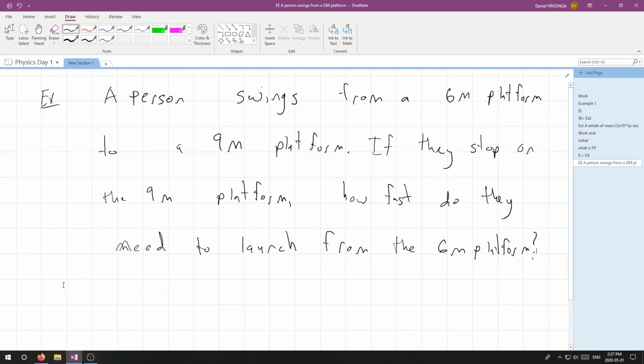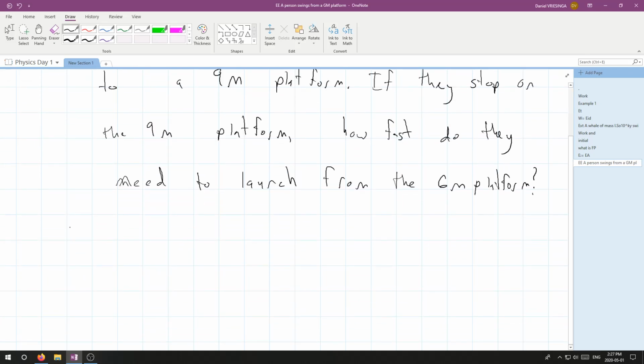And let me draw you a picture of that. There is a 6-meter platform up here. There is our dude. He is on some sort of rope, and he has got to get up to this platform and come to a stop. So he's going to end up being here when the question is done. Not very realistic. My rope should probably be higher, whatever. Doesn't matter. Also, this guy was swinging in an arc, right?